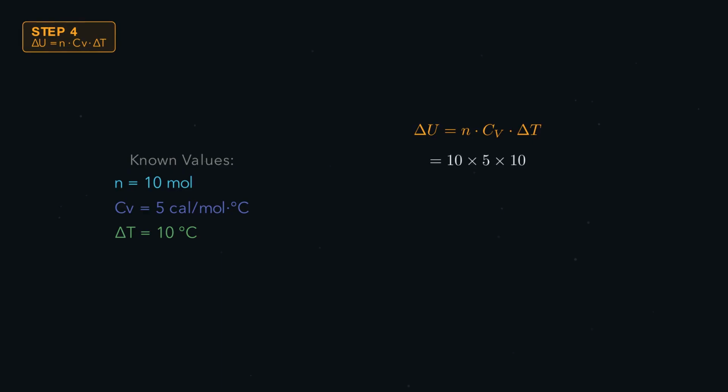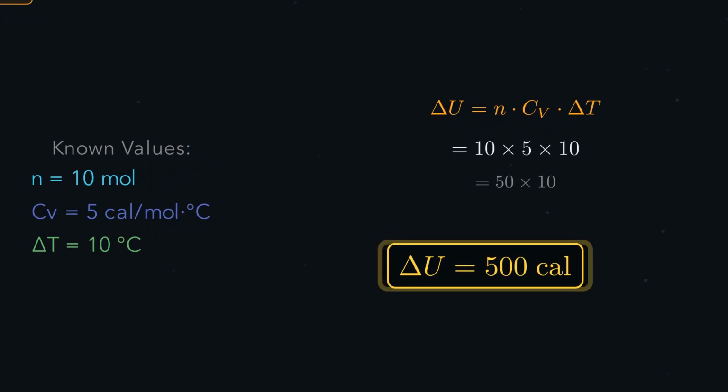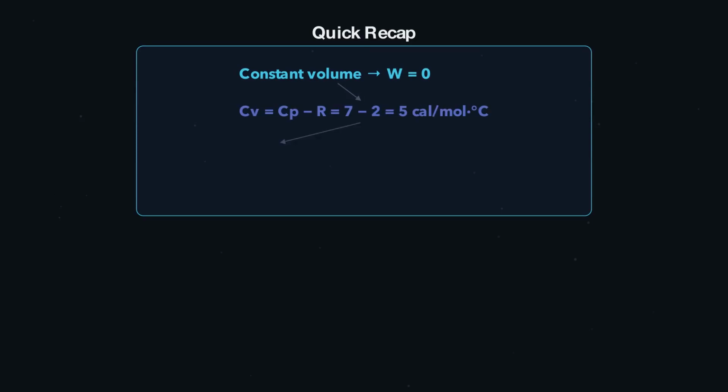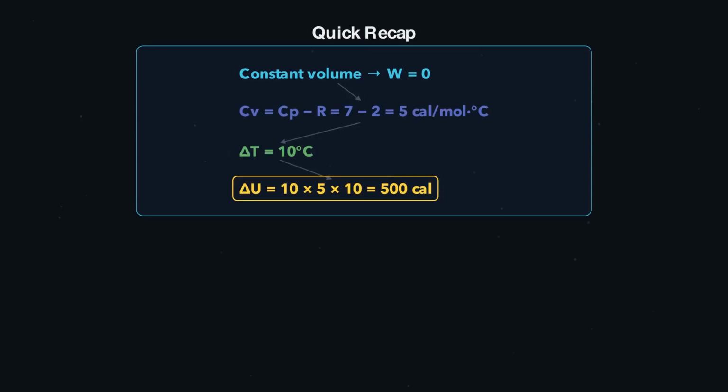Now we substitute. Delta U equals 10 moles times Cv of 5 times delta T of 10. That's 10 times 5 times 10, which gives us 500 calories. The answer is 500 cal.